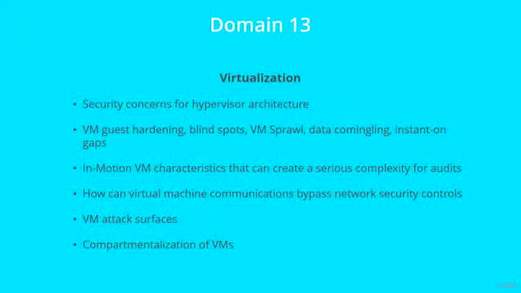In domain 13, we talk about virtualization, the problems that we have and the security concerns that we have with hypervisor architecture that causes a variety of problems. One of the big issues is that we can't see a lot of the hypervisor architecture because it is proprietary to the larger vendors out there. We also talk about how we protect ourselves in virtualization: guest hardening, blind spots, VM sprawl, how that actually works. What do we do about VMs in motion? And they can cause serious complexity issues for the auditors out there.